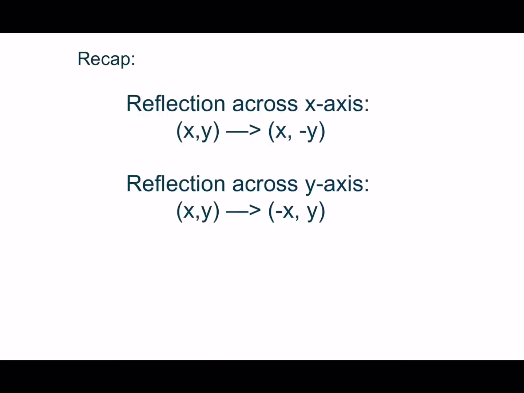So let's recap here. There's really only two coordinate notations you need to know for reflection. Reflection across the x-axis, x comma y becomes x comma negative y. So just remember that if you're reflecting across the x-axis, x stays the same. And then reflection across the y-axis, x comma y becomes negative x comma y. Same thing. Reflection across the y-axis, y stays the same.